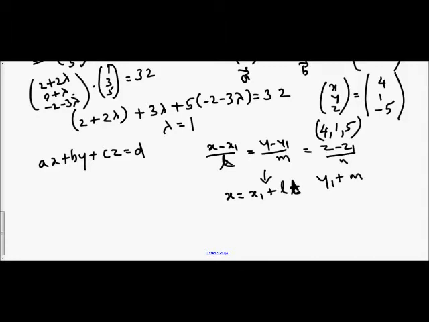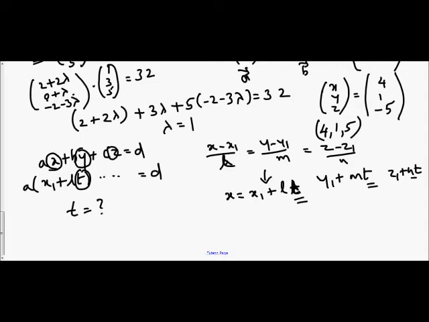Y1 plus MT for Y, and Z1 plus NT for Z, and substitute the values for X, Y, Z from here. That means you'll have A times x1 plus LT, etc., equal to D, and you solve for T. Right, once you solve for T, substitute in each and you can find what is X, Y, and Z. So this is another way of finding the point of intersection of a plane and a line.